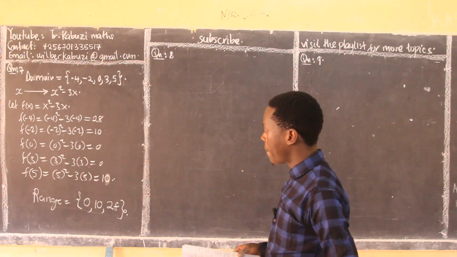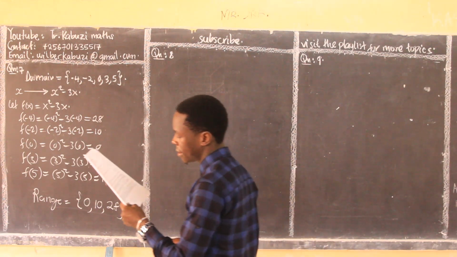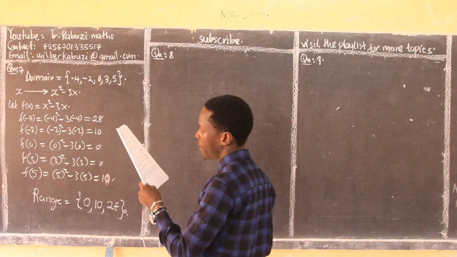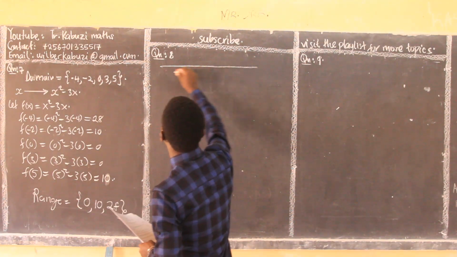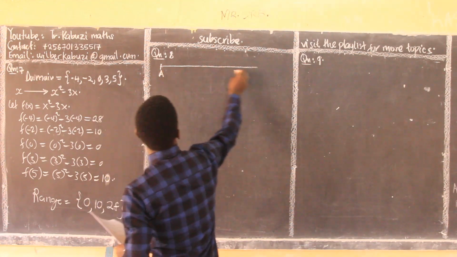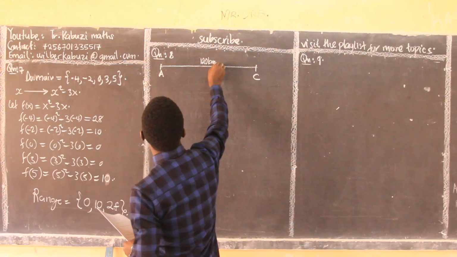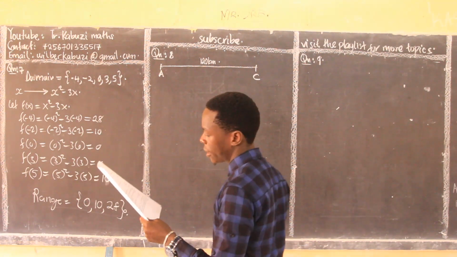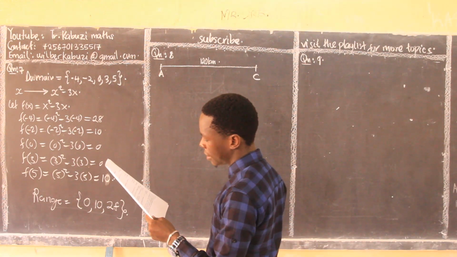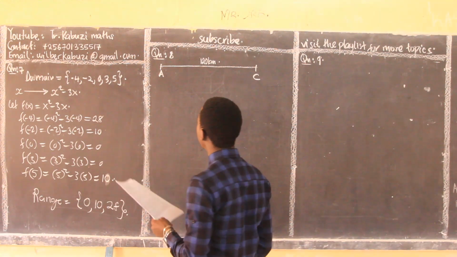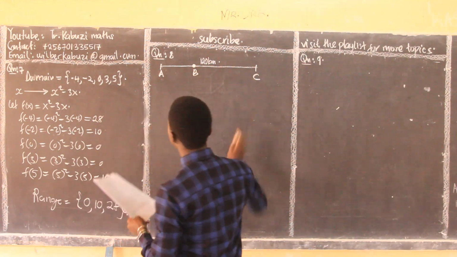Okay, so we move to number 8, which says distances. The distance from town A to C is 120. So we had town A here to town C. The whole distance was 120 kilometers. And it told us that town B is between A and C. So I don't know where it is, so let me just put it there. It's between A and C.